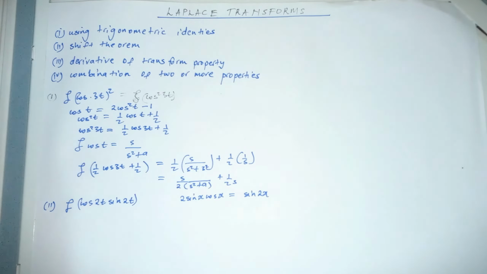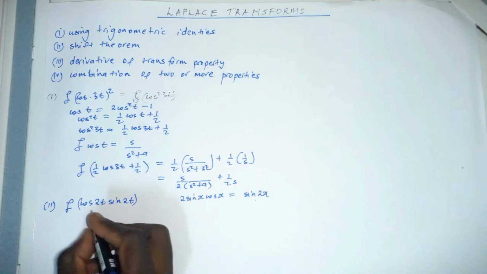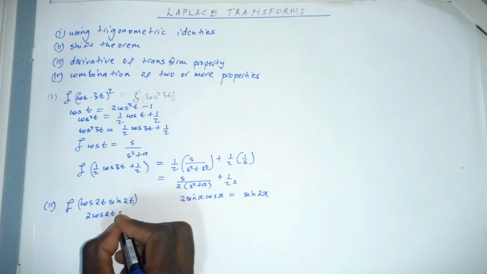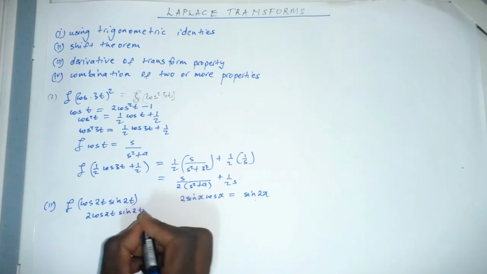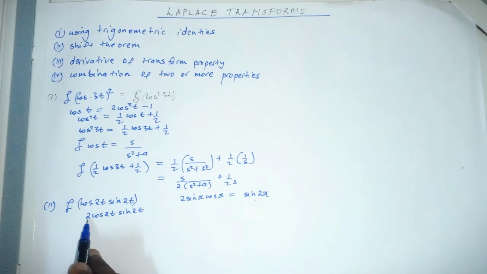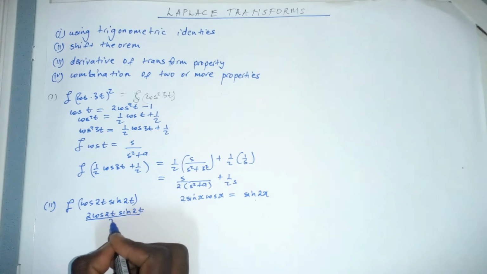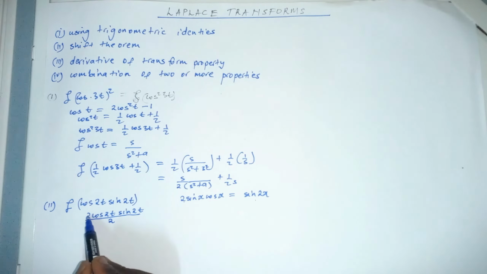Okay, so what do we know? We need a 2. So we're going to write a 2 in order for us to obtain this identity. So I'm going to write 2 cos 2t sine 2t. But our original function doesn't have a 2, so what we're going to do is divide this by 2. As you can see, 2 into 2 gives 1, so we have just changed the appearance, but the value of this function is still the same.